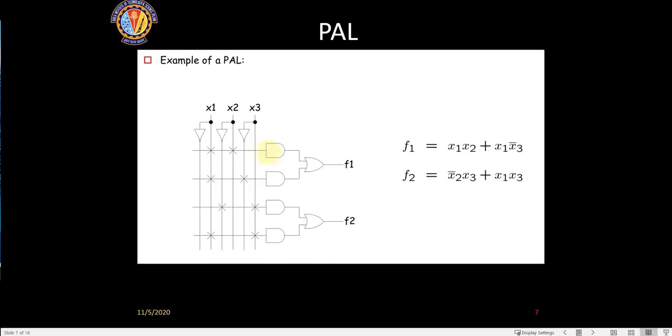Whereas in a PAL, if you see here, F1 is already fixed to these two AND lines, and F2 is already fixed to these AND lines. So there is no flexibility in design in the PAL.